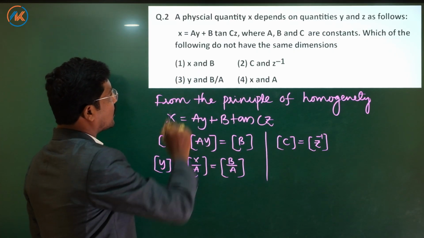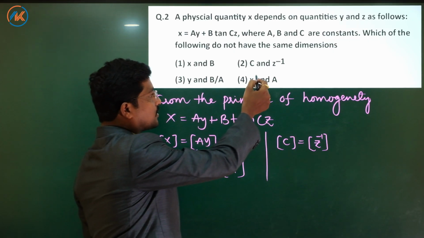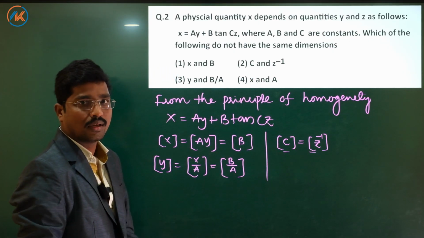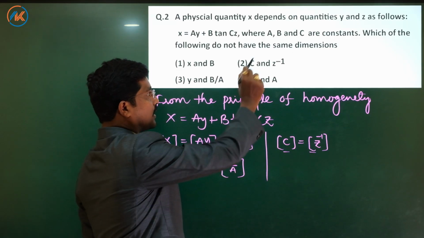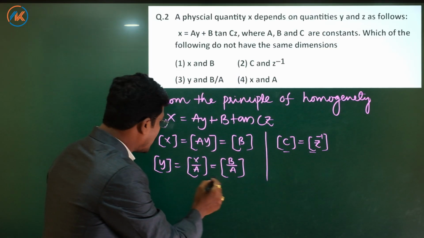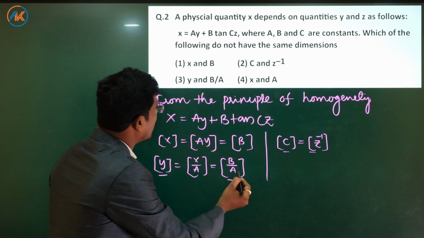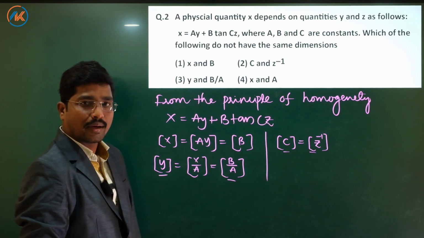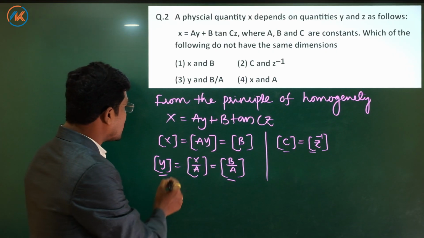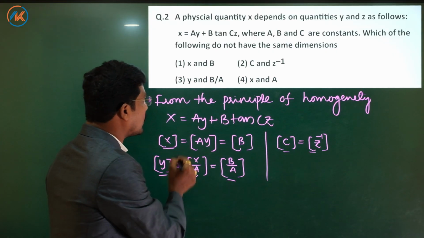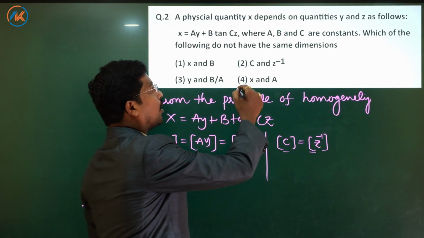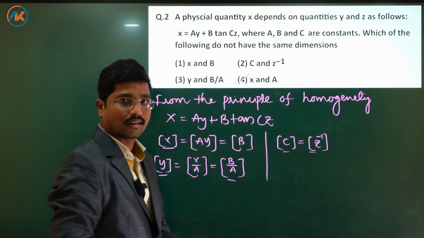So option 1 is wrong. And the dimensions of c and the dimensions of z inverse are also the same, so the second option is also wrong. And the dimensions of y is equal to the dimensions of b by a, so the third one is also wrong. The dimensions of x is not equal to the dimensions of a, so option 4 is the right answer.